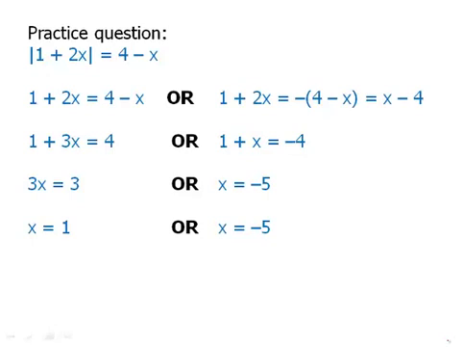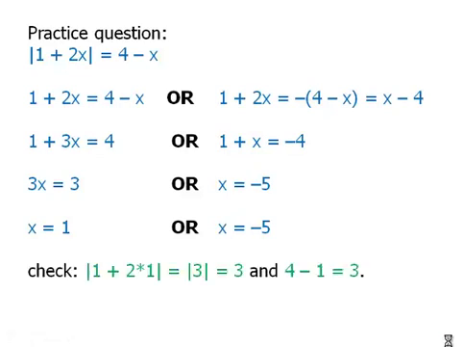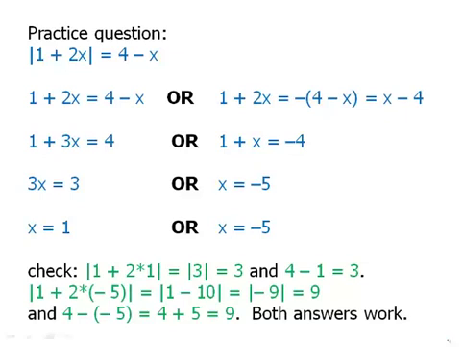We did the correct math, so these two solutions correctly result from the math, but we don't know, do they actually satisfy the original equation? So we have to check. So for x equals 1, I plug it into the left side, I get 3. I plug it into the right side, I get 3. So that works. For negative 5, I plug it into the left side, I get 9. I plug it into the right side, I get 9. So that also works. So both answers work here. So here we have two valid solutions to the equation.